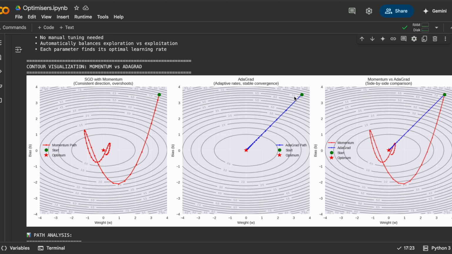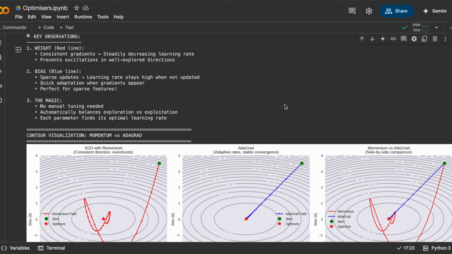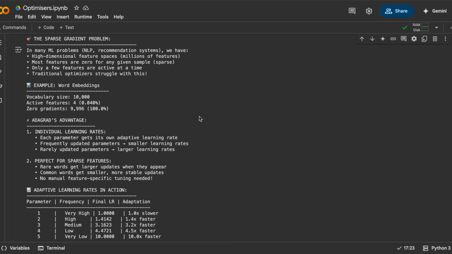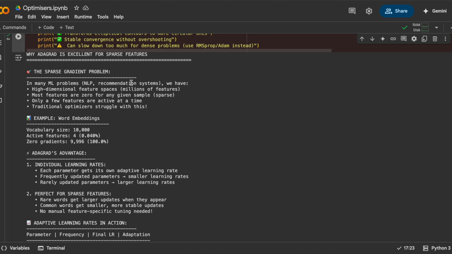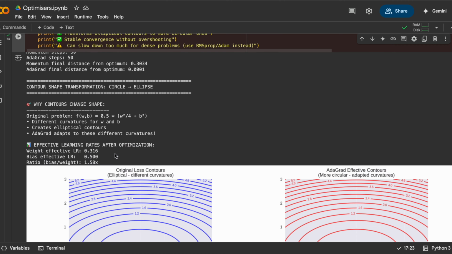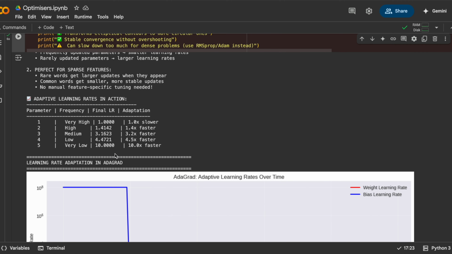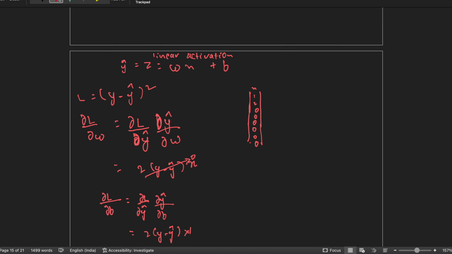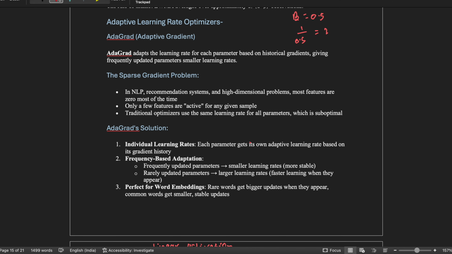But what happens in Adagrad is that there is a stable convergence, like both sides are converging equally, so it will converge faster. You can read the theory I have already added on the sparse gradient problem. It is also written here, so you can go through the code and understand what's happening. Adagrad is used to solve these problems for more stable convergence.